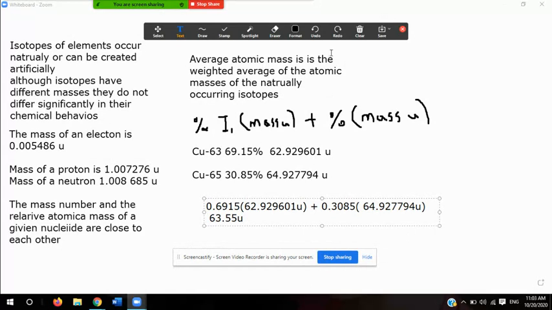So again, what I did here, guys, just to express that again, is I multiplied 0.6915, which is the percentage I turned into a decimal, by the atomic mass of copper 63, and I get a result, and then I add that to the result of multiplying 0.3085 times 64.927, and that equals 63.55 units.